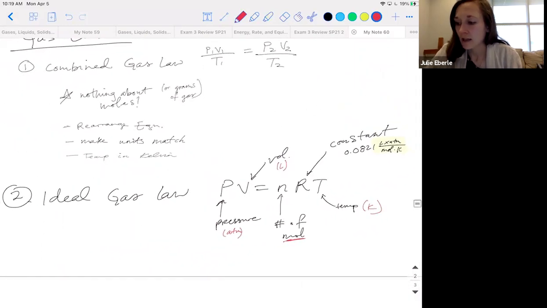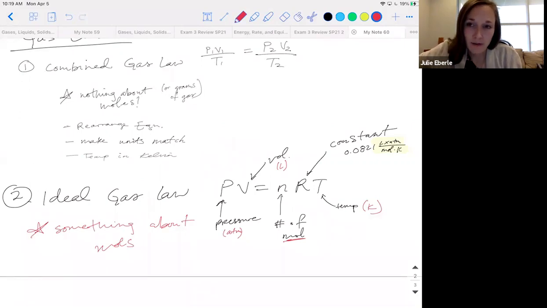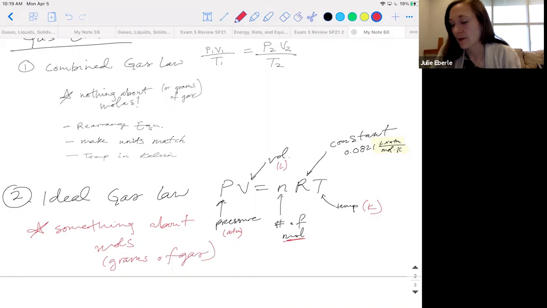So here, how do I know when I'm at the ideal gas law? This has something about moles. It's either asking you how many moles of gas and you're solving for moles, or it tells you you've got 2 moles of gas, or you have 10 grams of gas. If it gives you some sort of quantity of gas and tells you what gas it is, you can solve for moles and plug that in and use the ideal gas law that way. All right, that's kind of it for the summary.